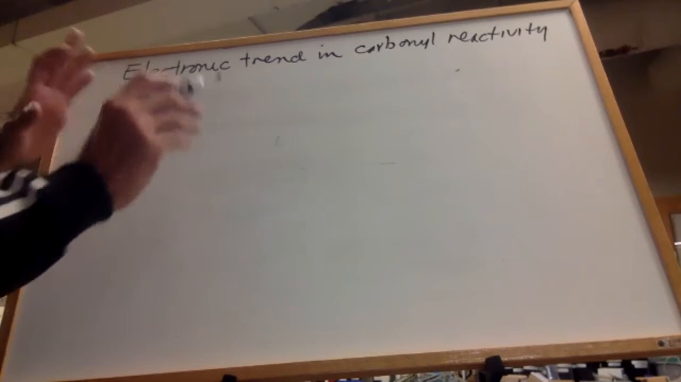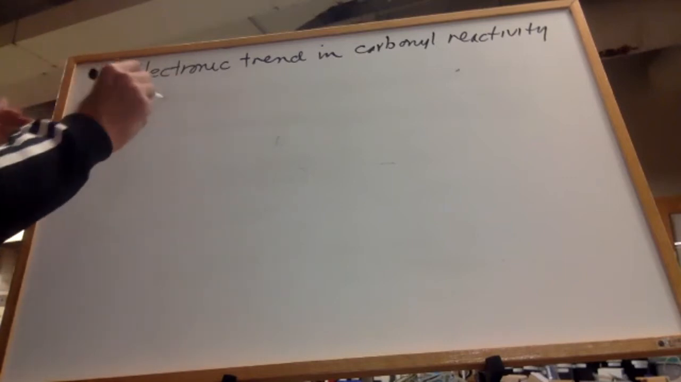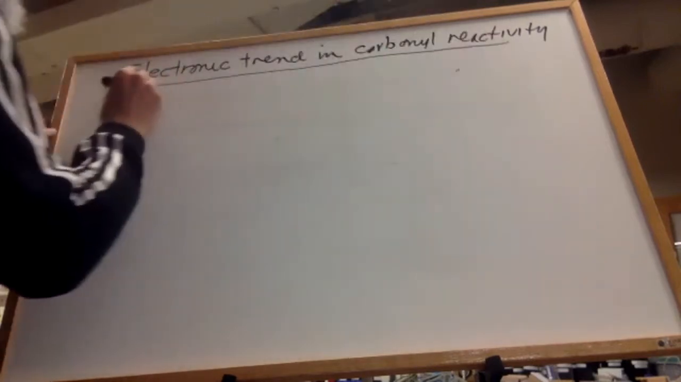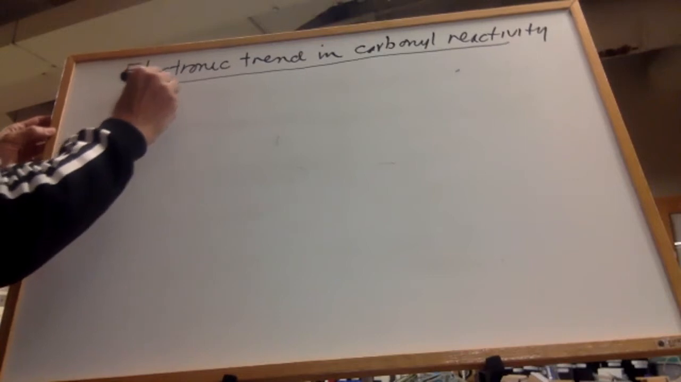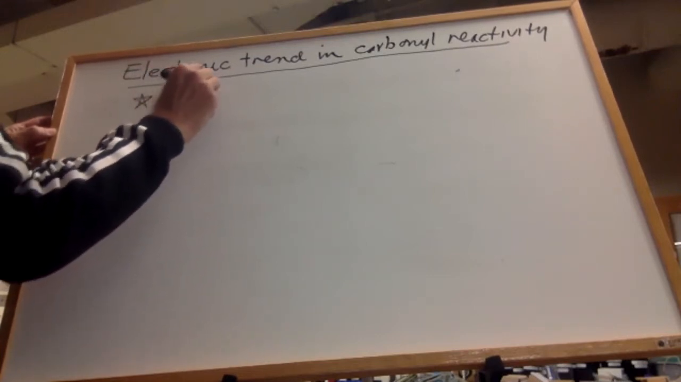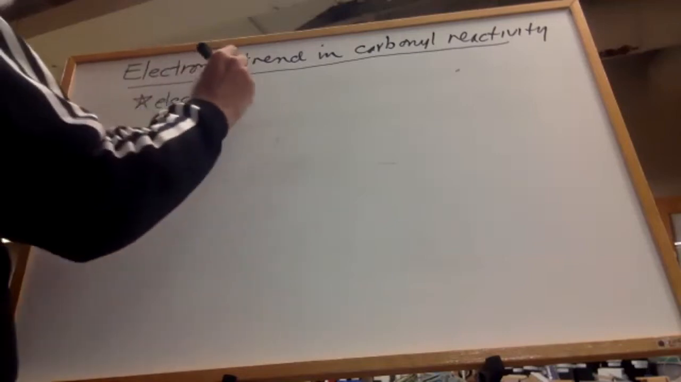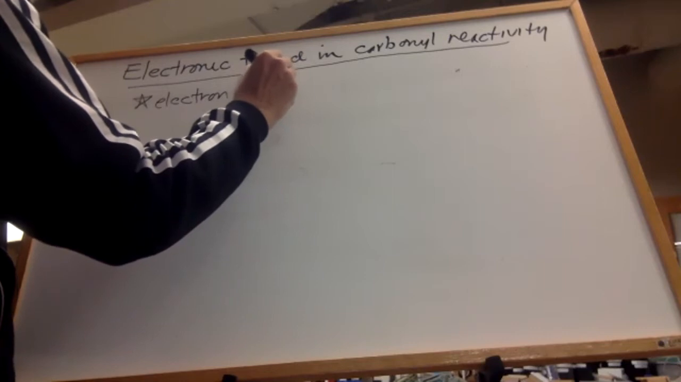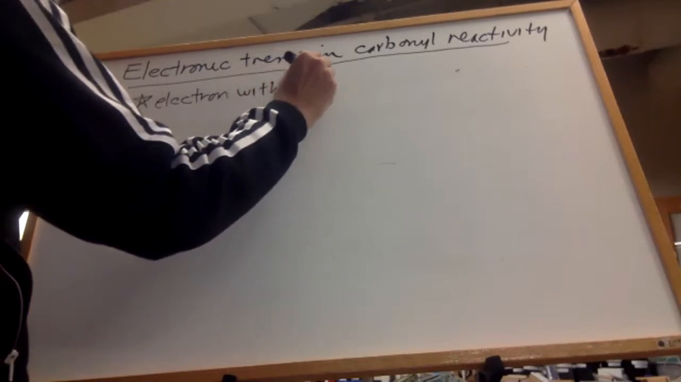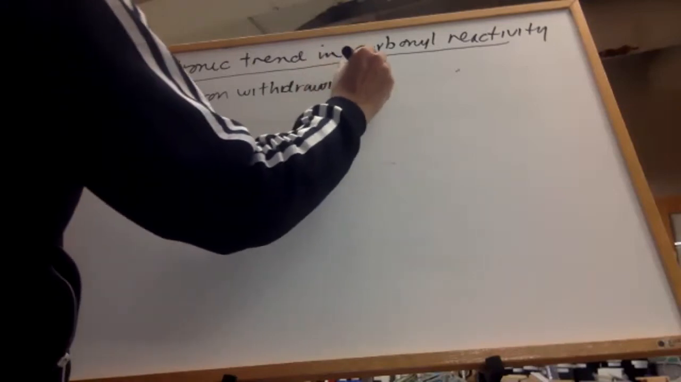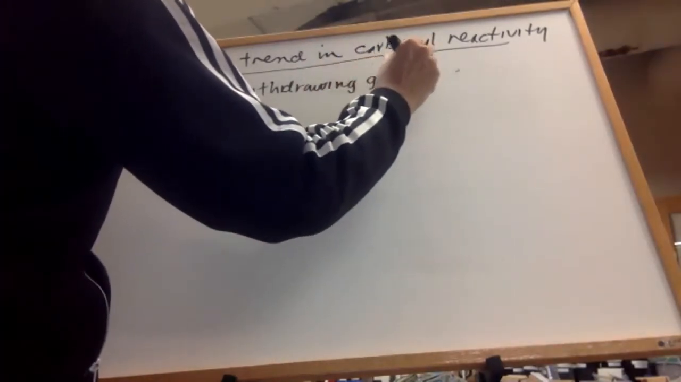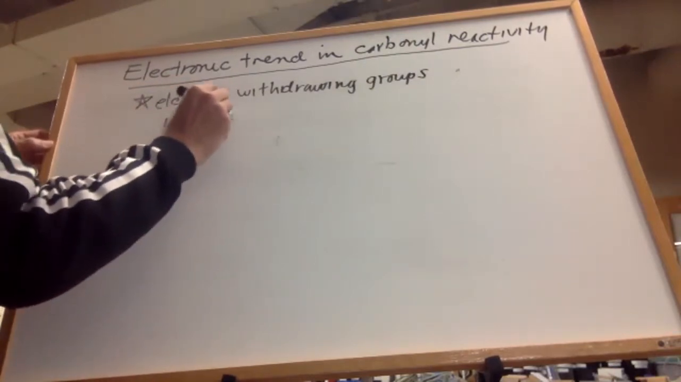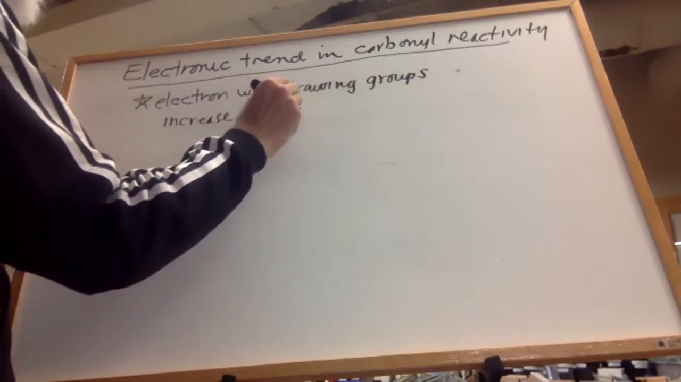Okay, so electronic trend in carbonyl reactivity. And this can be summarized in one sentence, and that is electron withdrawing groups increase carbonyl reactivity.